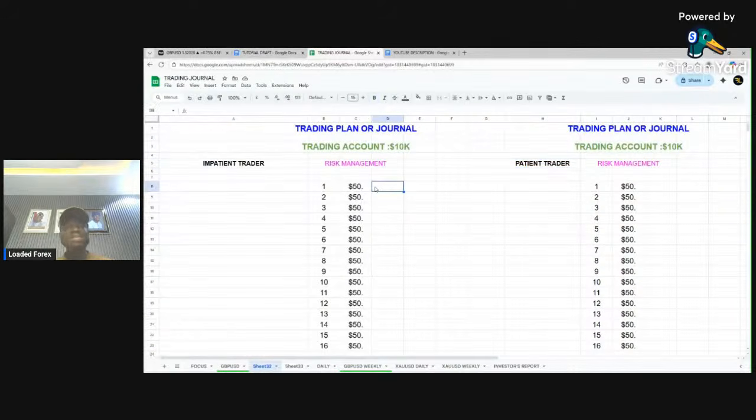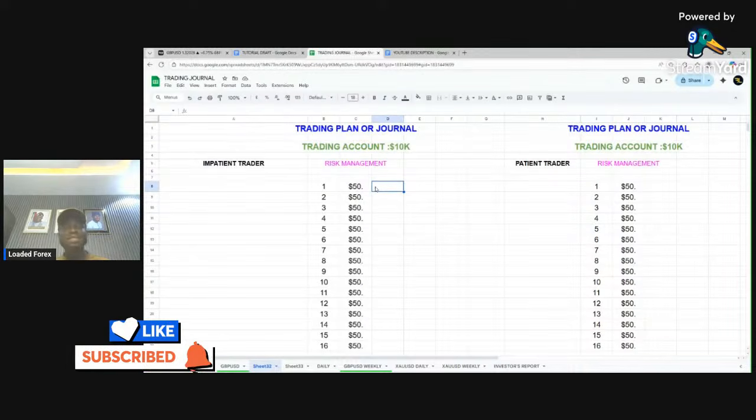Now, this is how a beginner trader or a newbie coming into the market or into the trading industry views the market. Number one, there's something we call beginner's luck.